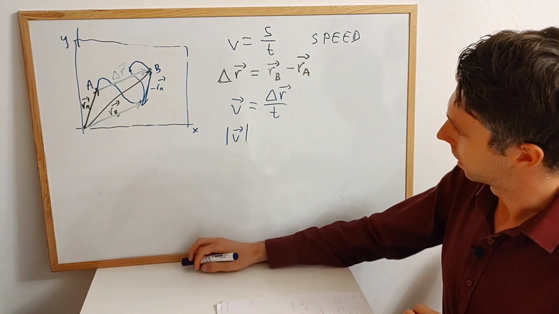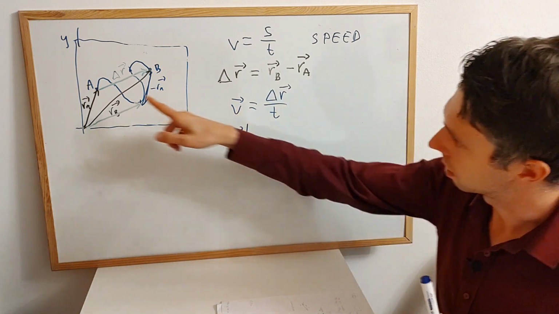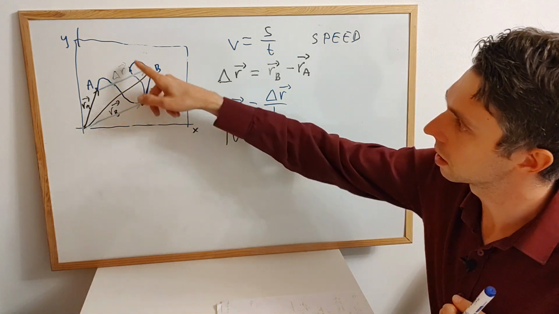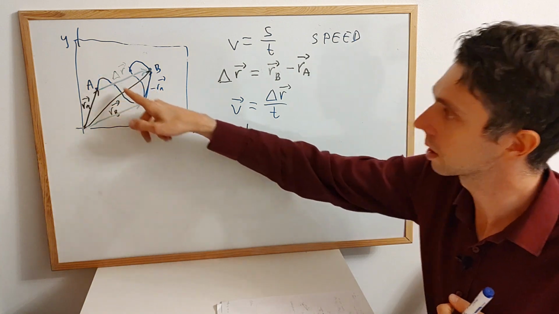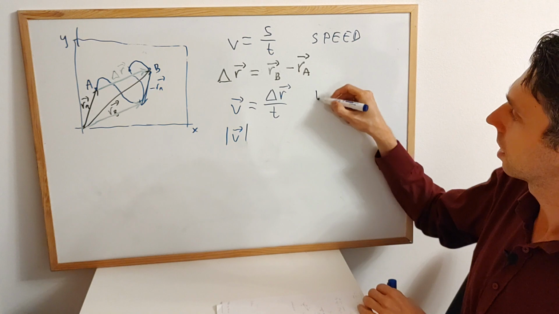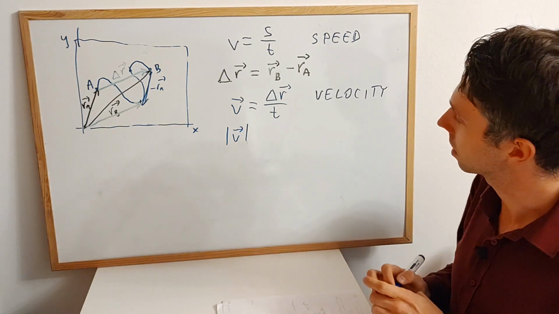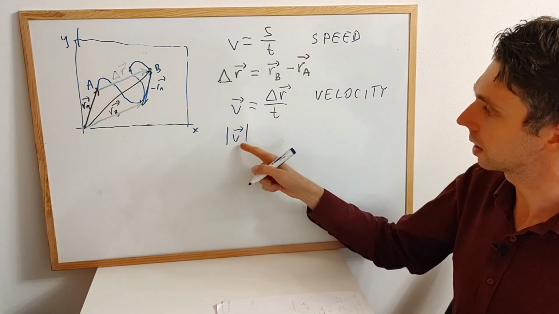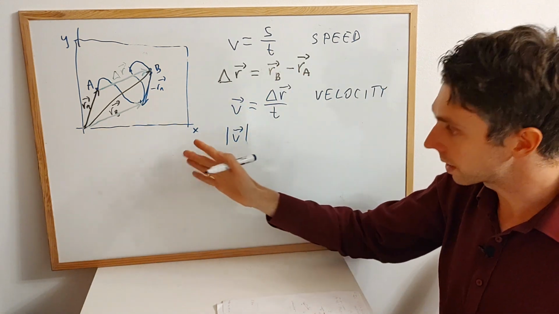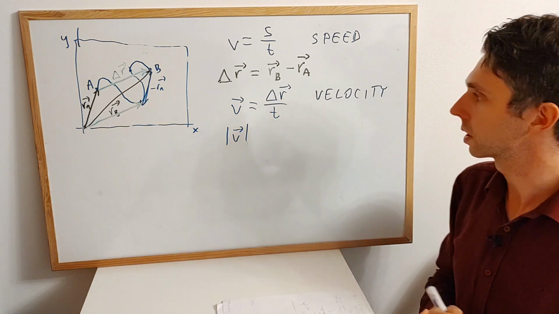So here v is the velocity vector, so you see that the displacement is much smaller than the distance along the trajectory of the ant. So it will not be the same thing. So this is velocity. And in this case, the value of the velocity vector, the average velocity vector, will be, of course, smaller than the average speed.